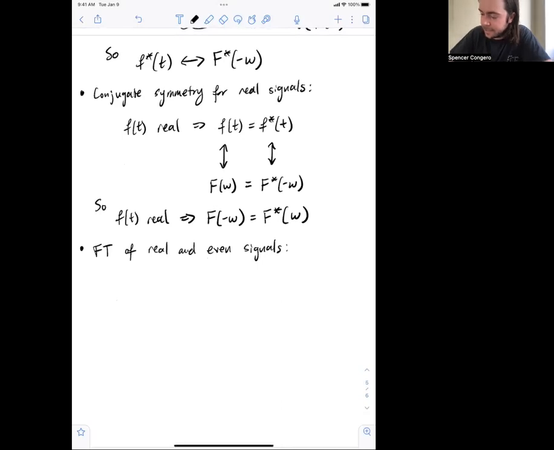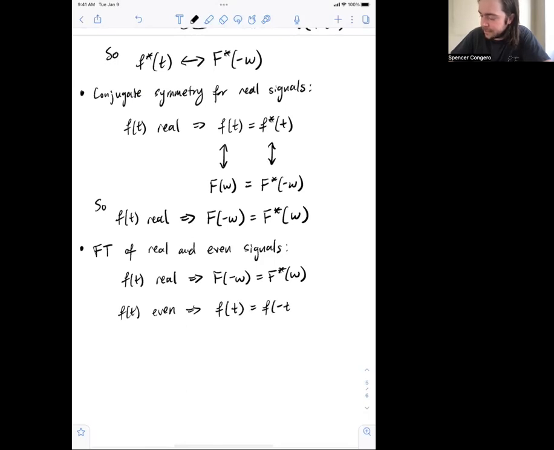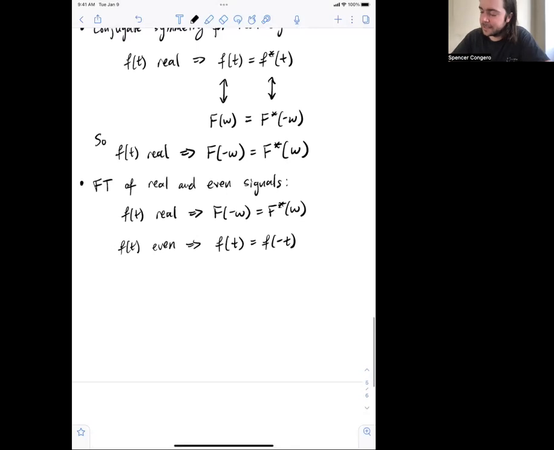Okay, what happens then? Well, we can use the realness. If f of t is real, then we just saw f of negative omega equals f conjugate of omega. And if f of t is even, what does that mean? Well, that just means that f of t equals f of negative t. It equals itself when I flip it across the vertical axis.